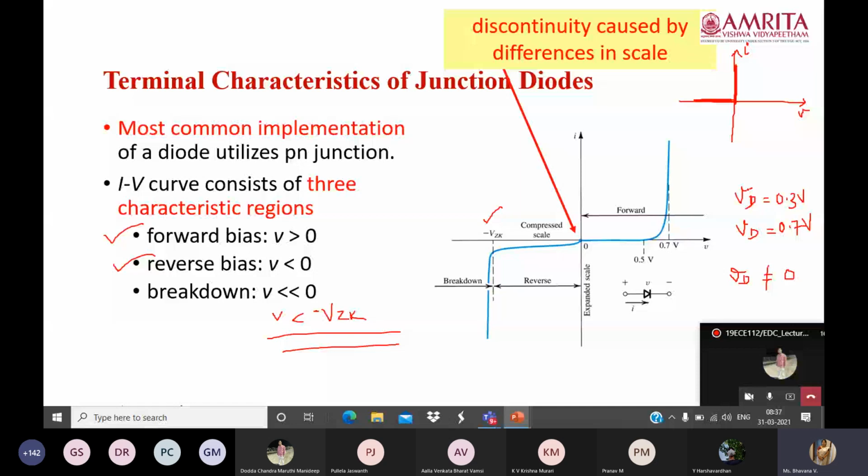The first experiment is the diode. Ma'am, what is VZK? I'll tell you, first you sketch it. VZK is the Zener voltage or knee voltage or breakdown voltage. All the terminologies I'll explain. First you sketch it. After finishing, let me know.